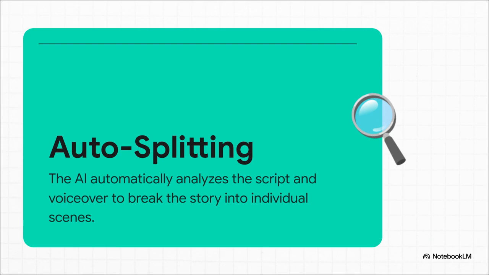And this is where the first real piece of AI magic kicks in. It's called auto-splitting. Instead of you having to go through and manually chop up the story into different shots, the AI just reads the whole thing and does it for you. It creates a perfectly structured scene list from that raw text. I mean, what a time saver.